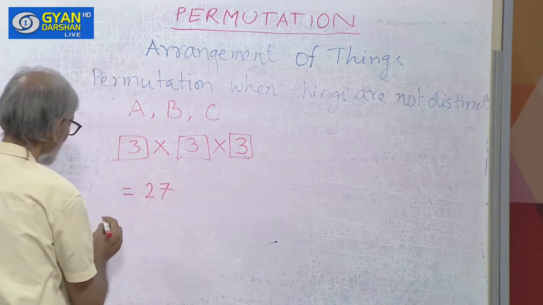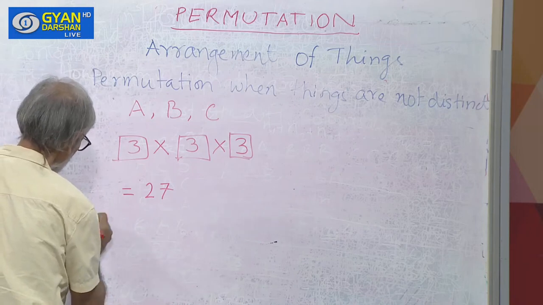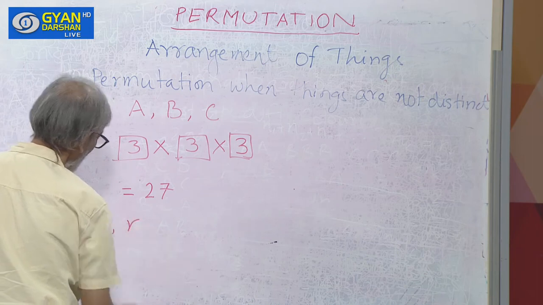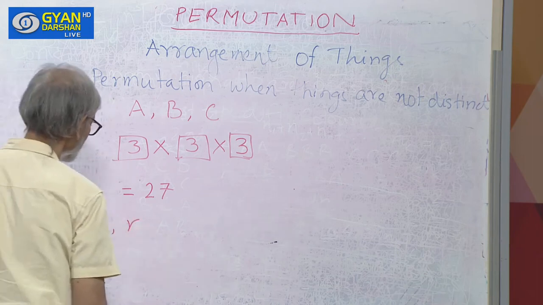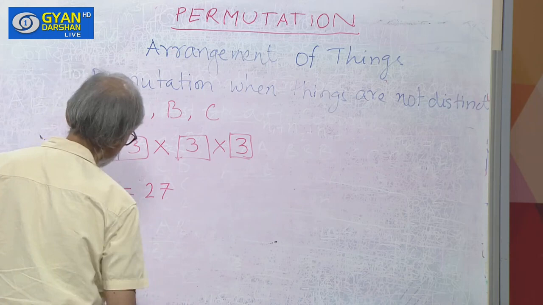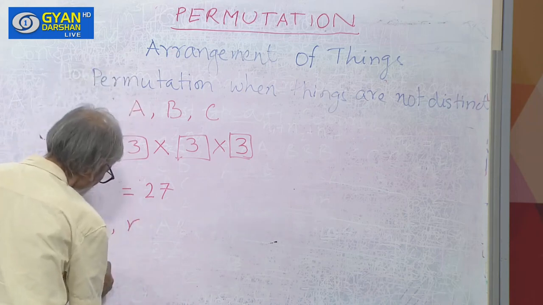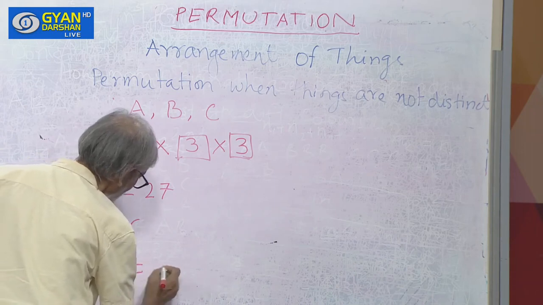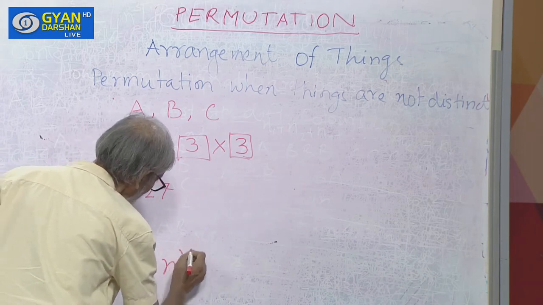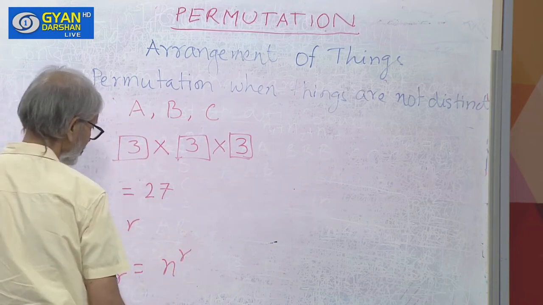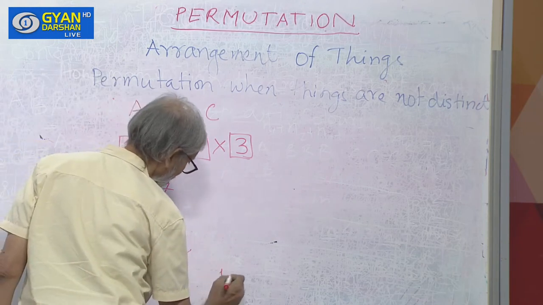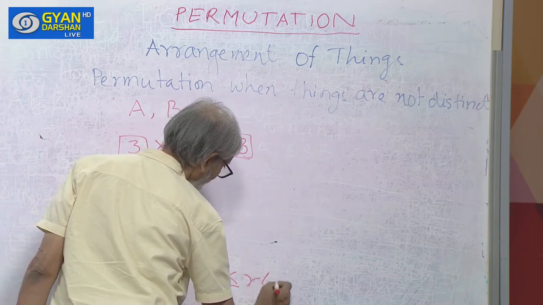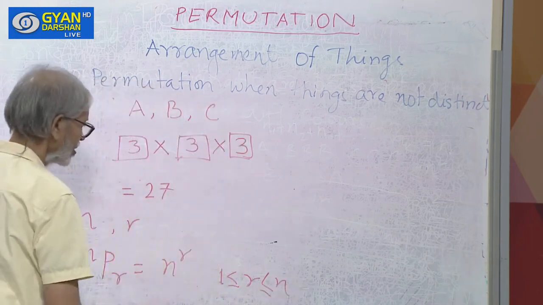So, if there are n things out of which r things are to be arranged, and repetition is allowed, then nPr becomes n to the power r, where r is greater than or equal to 1 and less than or equal to n.